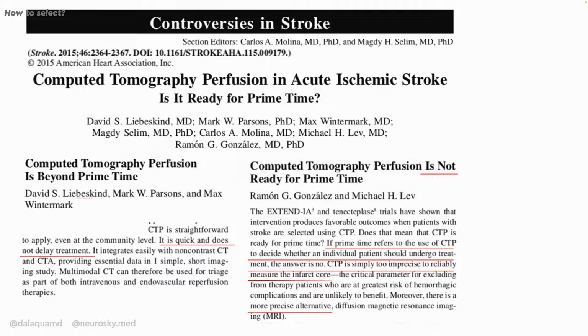So this is a paper that I like very much. It's a little bit old right now, it's from 2015, but it has a conversation between Stanford and Harvard neuroradiologists, and it points out in a very instructive manner the pros and cons of CTP and MRI. I recommend this paper to you that haven't read it yet.